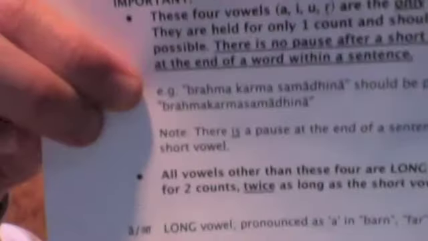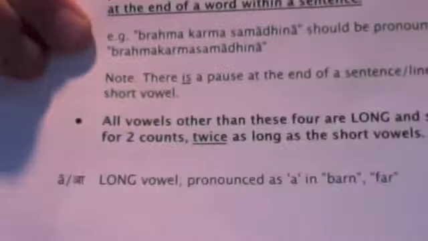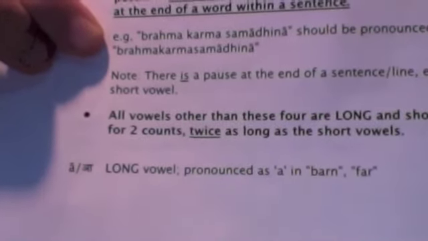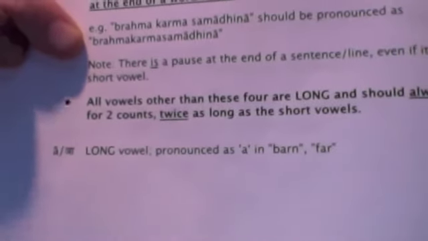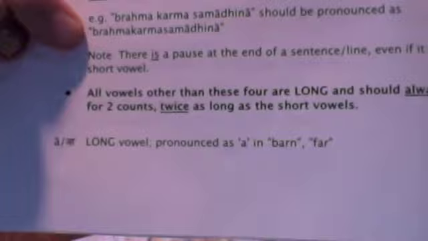In fact, actually, I will mention it now. Here's an example of how to pronounce a short vowel at the end of a word within a sentence. And the example is Brahmakarma Samadhina. See it next to my finger there? Brahmakarma Samadhina. And the way I say that you should pronounce it is as if it were written on this next line, as if it were written as one long word with no spaces in it. So it should be pronounced as I said it, Brahmakarma Samadhina, not Brahma Karma Samadhina.